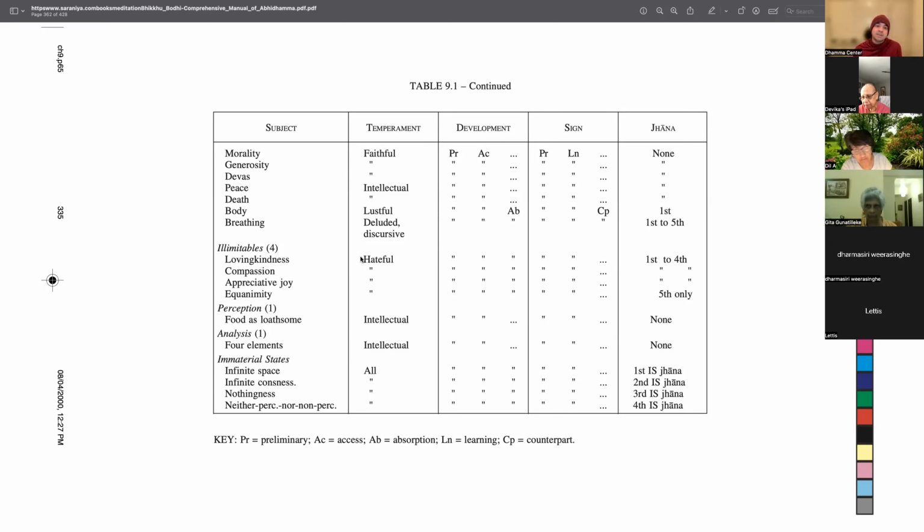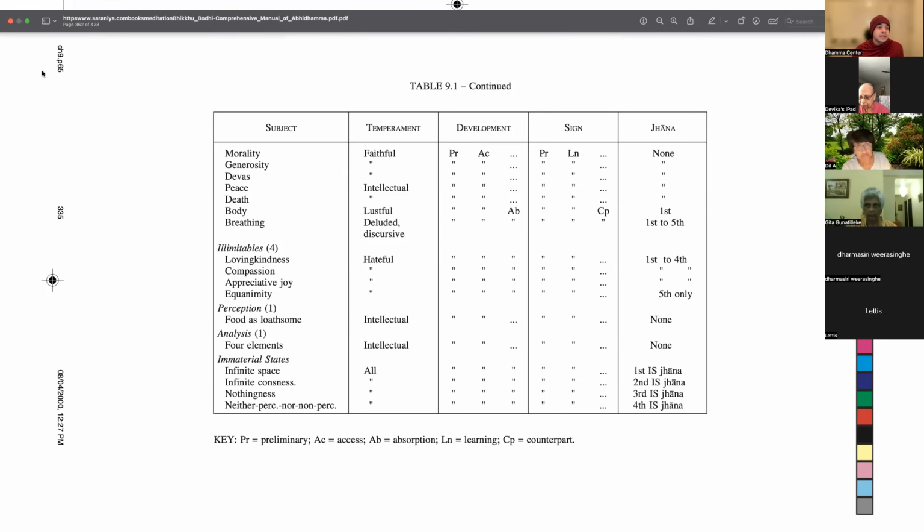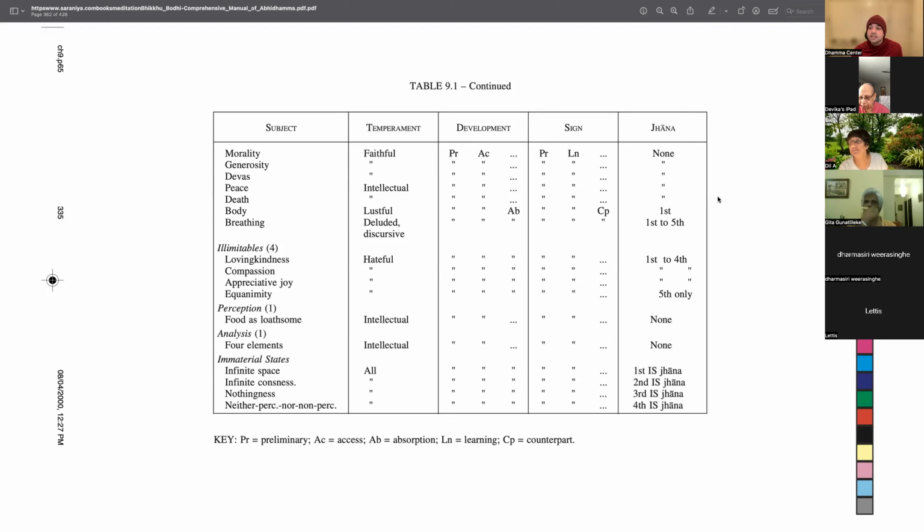Is that understood, everyone? Because with the illimitables, what we find is that for a lot of people this can be quite a challenging aspect to pursue if those fetters are quite strong. So that smoothing out process needs to happen.